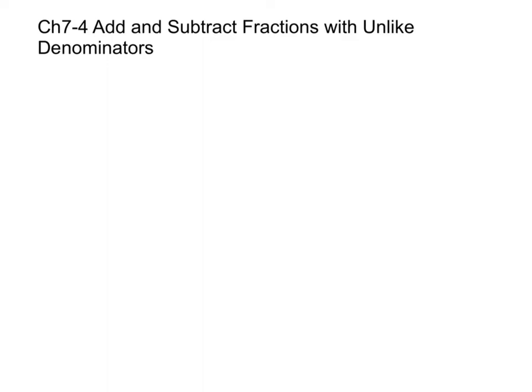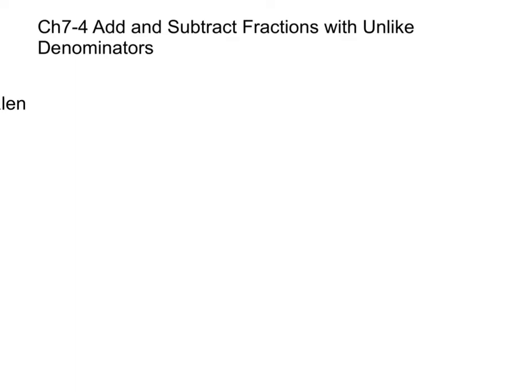Today's lesson is on Chapter 7, Lesson 4. We've been working with fractions and how to add and subtract them. We've done fractions with like denominators, and now we're going to focus on unlike denominators. Okay? So when you're trying to add and subtract fractions with unlike denominators, you need to rewrite each fraction as an equivalent fraction. Okay? So keyword: equivalent.